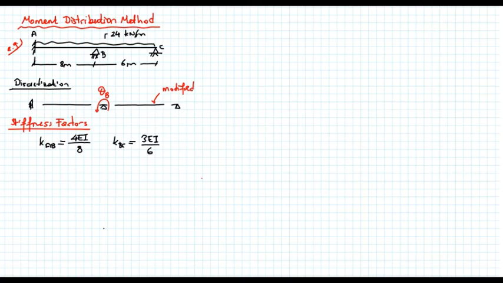Now let's calculate the distribution factor for each point. So distribution factor AB is equal to 0. So let's remember what this 0 represents. When there is a moment at point A, this moment will be carried by the support. It will not be transferred to member AB. So this is what this 0 means.